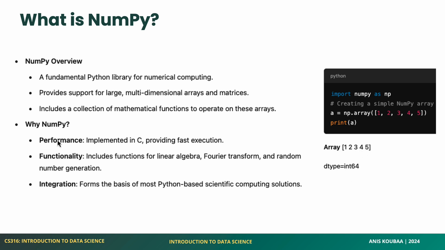And why do we use NumPy? It's because of its high efficiency, especially in large data computing. It's implemented in C, it provides fast execution, and contains a lot of libraries for linear algebra, for Fourier transform, matrix multiplications, which are made in a very fast fashion. It's also integrated in several scientific computing libraries like PyTorch, also TensorFlow from Google, which are sophisticated libraries for machine learning and deep learning use cases.